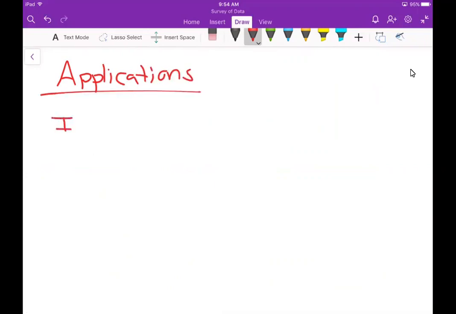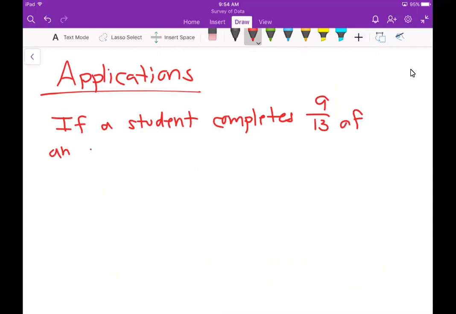The first one I want to look at, we're going to see if a student completes 9/13 of an assignment. So thinking about what that would mean, right, to complete 9/13 of your assignment, that would mean like if there was 13 questions on your assignment, you've completed 9 of them so far. Okay, kind of that idea.